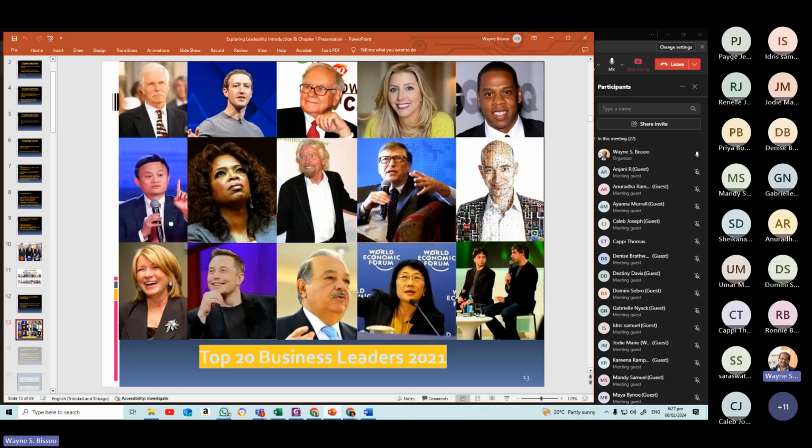So that's why, if you look at this group of individuals here, these are all identified as the top 20 business leaders of 2021. Okay, how did they become the top 20? It meant that whatever they were doing, they were being very profitable about it. How many of these people do you recognize? You should recognize a good few. Or the other question should be how many you don't recognize.